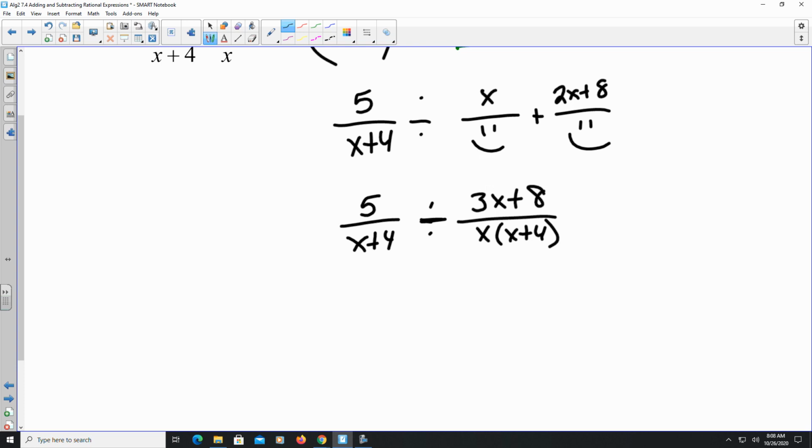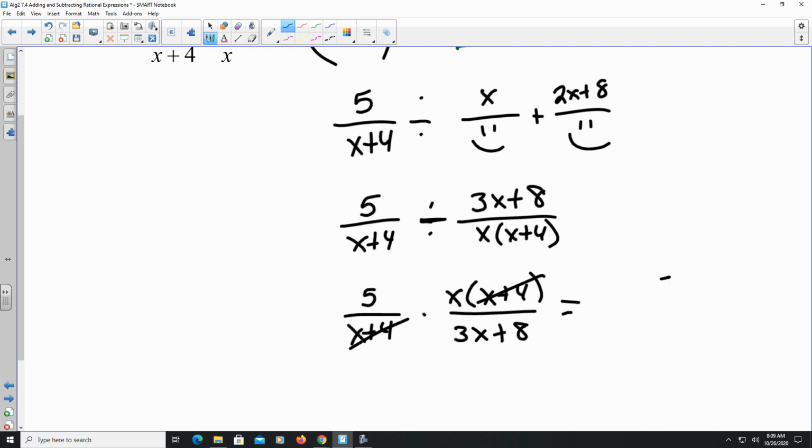Once you've done that, you switch it to a multiplication problem and multiply by the reciprocal. So 5 over x plus 4, turn that to multiplication, and this gets flipped: x times the quantity x plus 4, all divided by 3x plus 8. In this instance, x plus 4 and x plus 4 cancel. 5 times x is 5x, and all I have on the bottom is 3x plus 8. I can't simplify anymore, so that is my simplified expression.